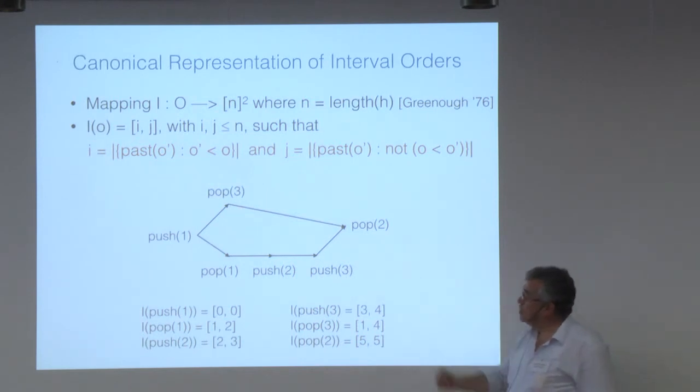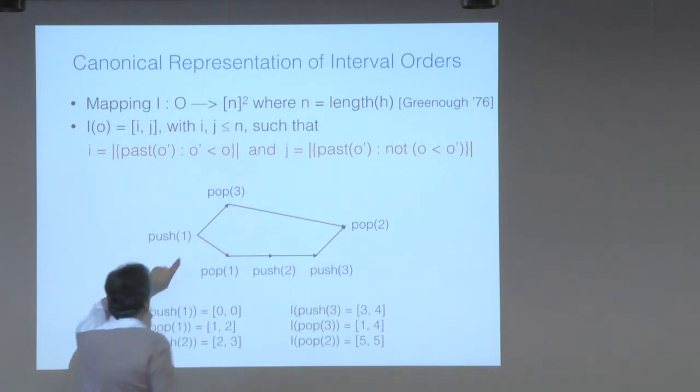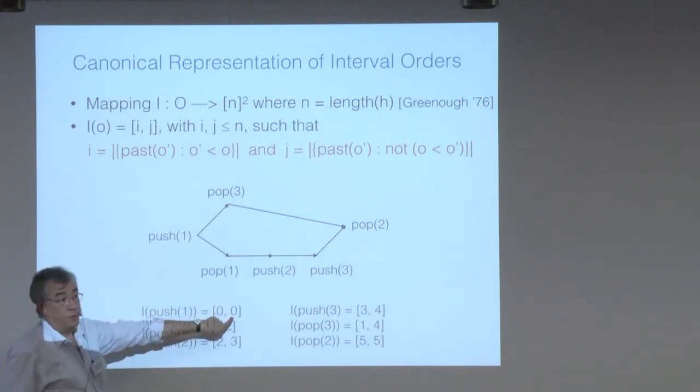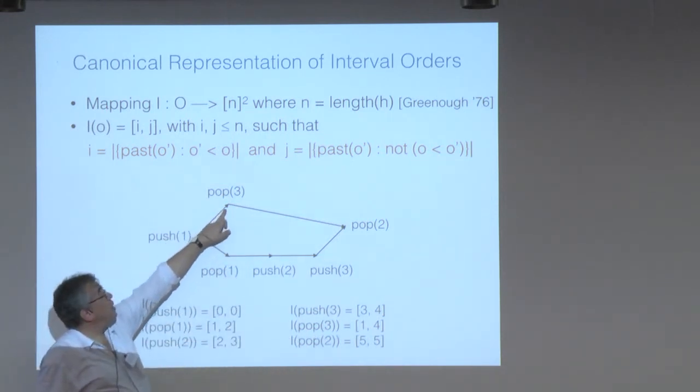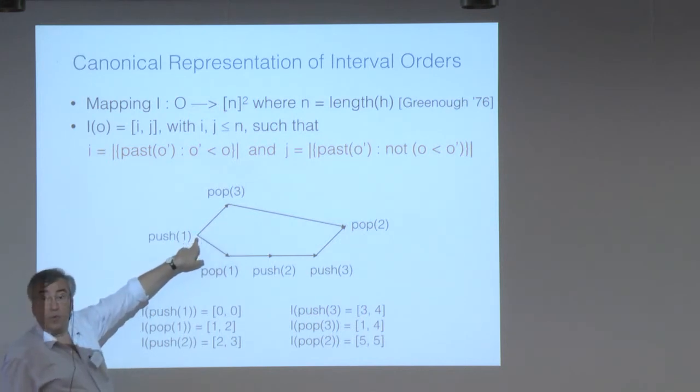So for instance, if you look at this picture, this guy is the first one, with 0, 0. If you take this one, how many people are before him? 1, okay?